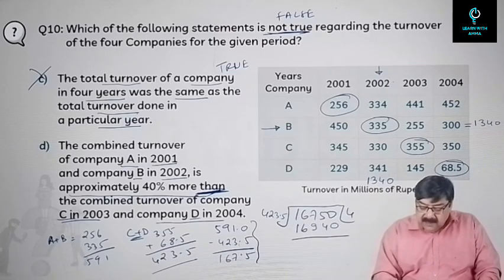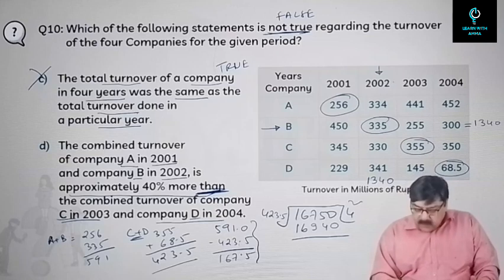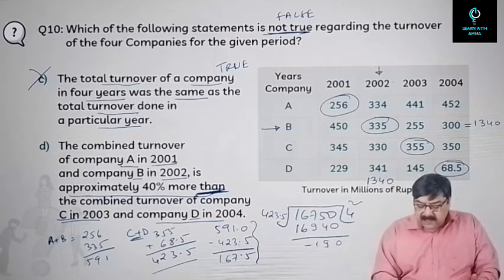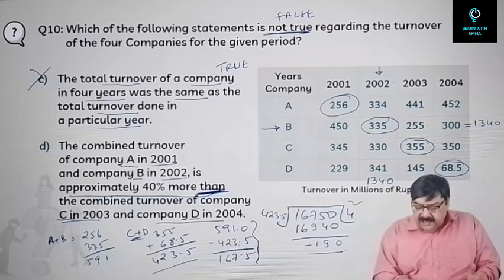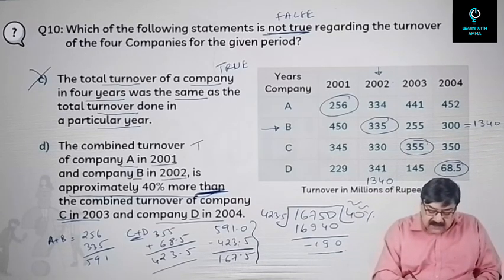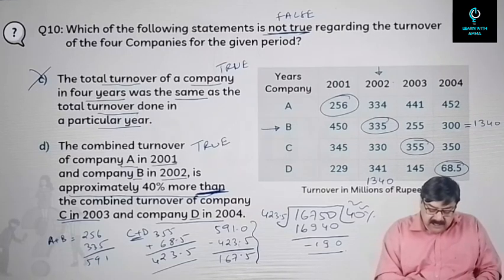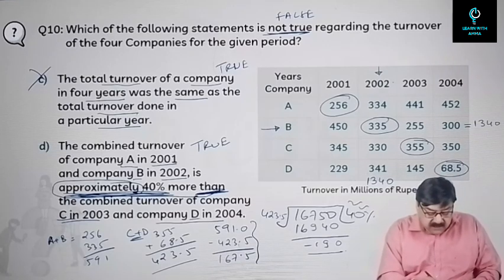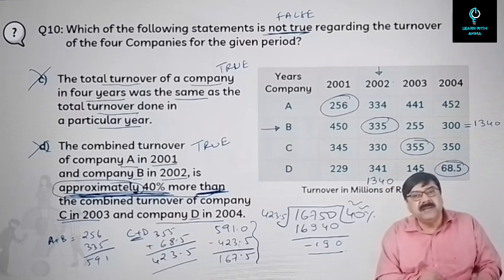Now this is approximately 40%, quite near. The difference here is very less, I would say. Alright, so it's very near to 40%, we can say that. So that is why even statement given to us in choice D, it says approximately 40% more. The word approximately is already given to us here. This statement is true, hence choice D cannot be the answer. We finalize B as the answer.